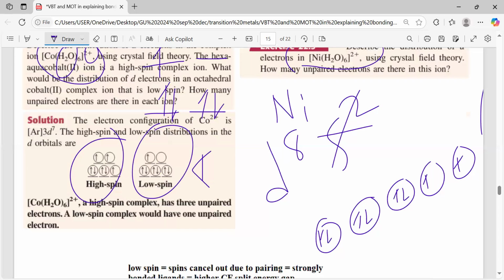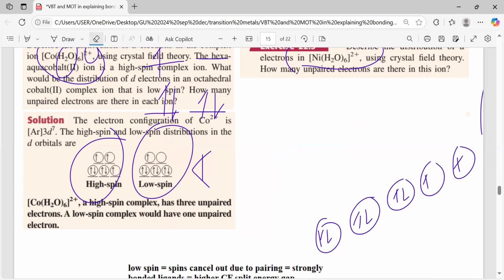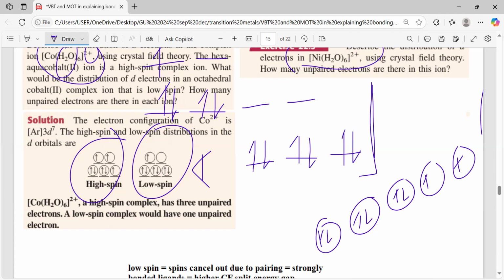Okay, so you now have to do the splitting. So you do the first consideration, low spin. Low spin means the energy gap is so big. So you pair first, then you jump. So let's do 1, 2, 3. We don't jump because the energy gap is big. So 3, 4, 5, 6. Now we can jump because the orbitals are now full. So that's 6, 7, 8.